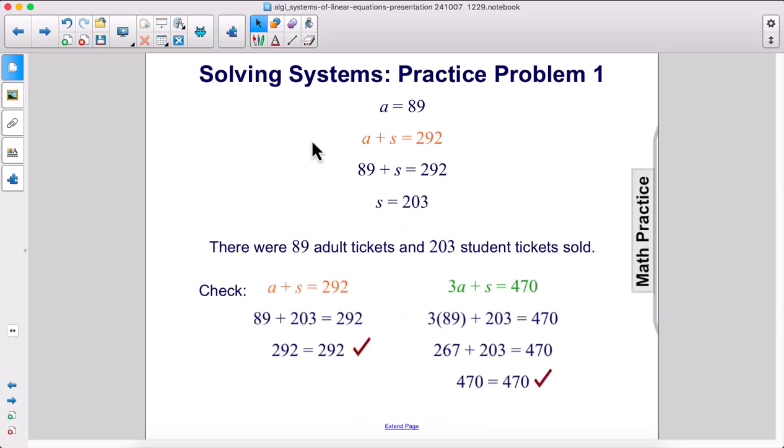Because we know 89 adult tickets were sold, we can plug it into this equation, subtract 89 from 292, the total number of tickets sold, and we see that 203 student tickets were sold. We can check by plugging our values back into our original equations, and yes, they do work out.